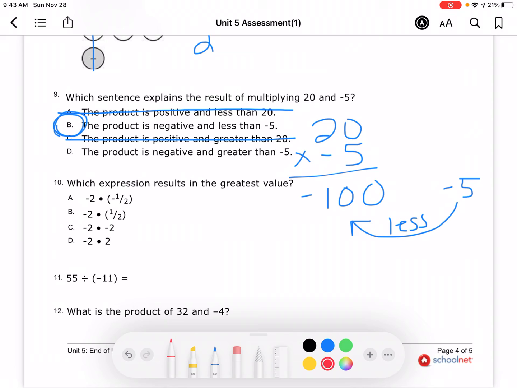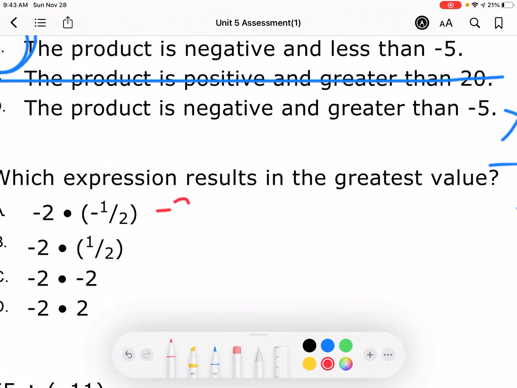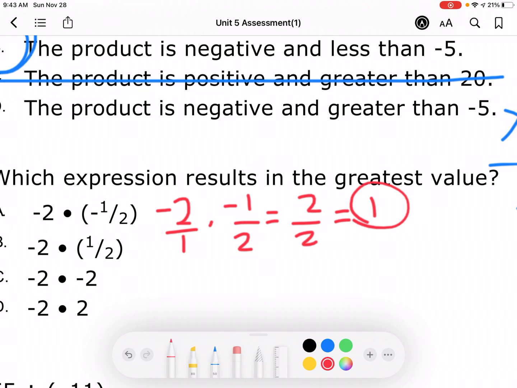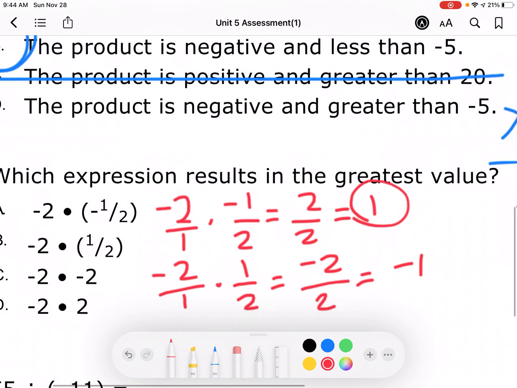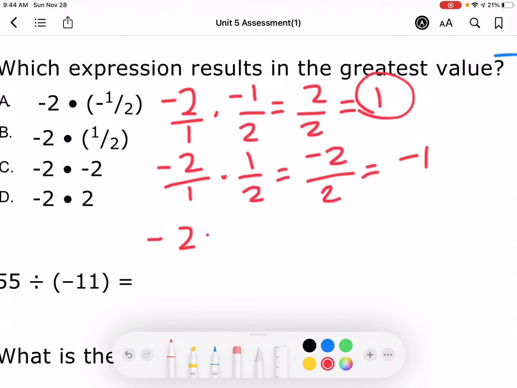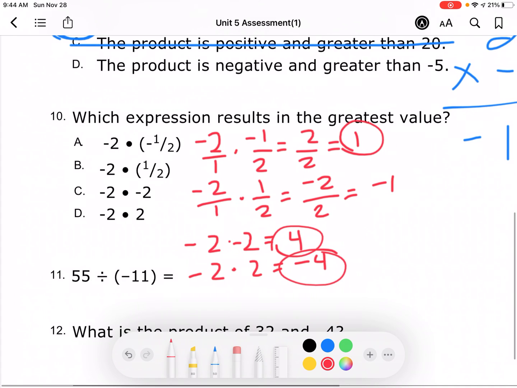Which expression results in the greatest value? So -2/1 times -1/2 equals 2/2, which is 1 whole, and it's positive because a negative times a negative is a positive. -2/1 times 1/2 is going to be -2/2, which gives me a -1. -2 times -2 equals +4. -2 times +2 is -4. So the greatest value is going to be C.